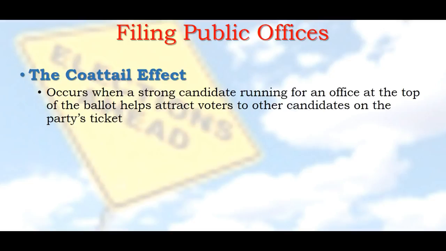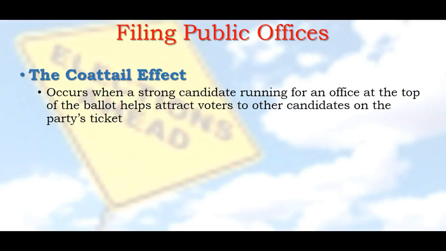The coattail effect occurs when a strong candidate running for an office at the top of the ballot helps attract voters to other candidates on the party's ticket. In effect, the lesser-known office seekers ride the coattails of the more prestigious personalities. In 1980 and 1984, for example, Ronald Reagan's coattails helped many Republican candidates win office.